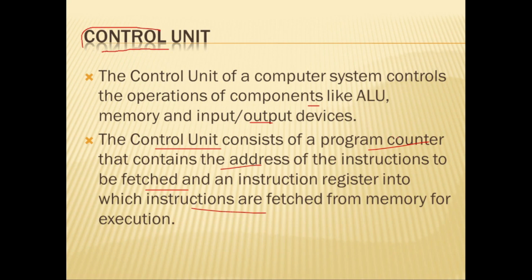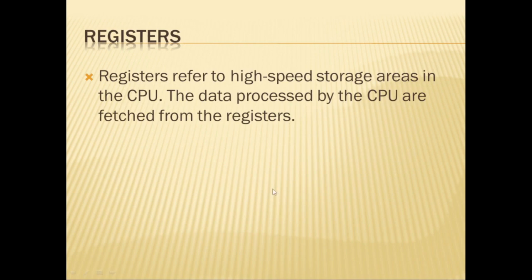The control unit has the counter to fetch the instruction. Afterwards, it is sent back to the memory for execution. Registers refer to the high-speed storage area inside the CPU. So the data processed by the CPU are fetched from the register.